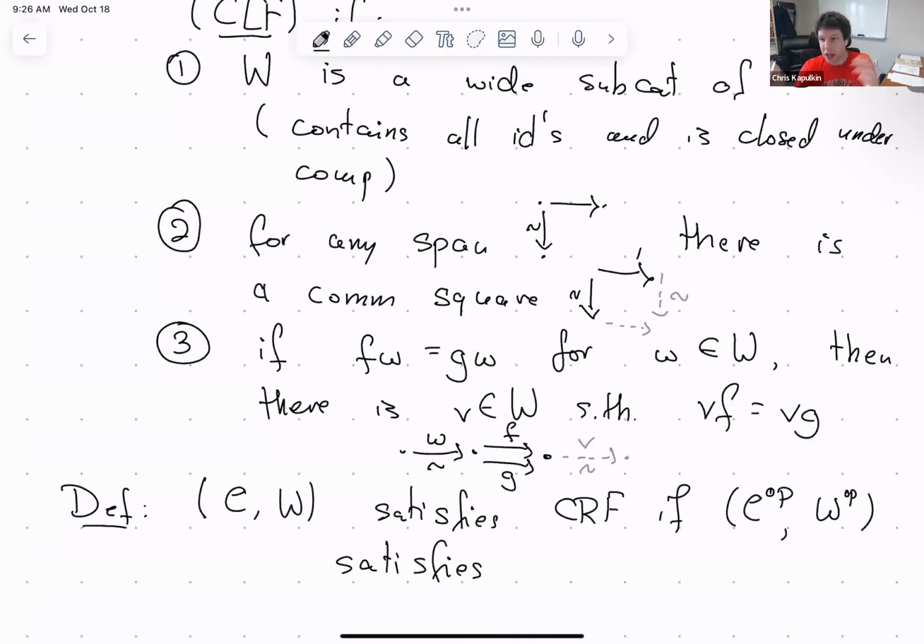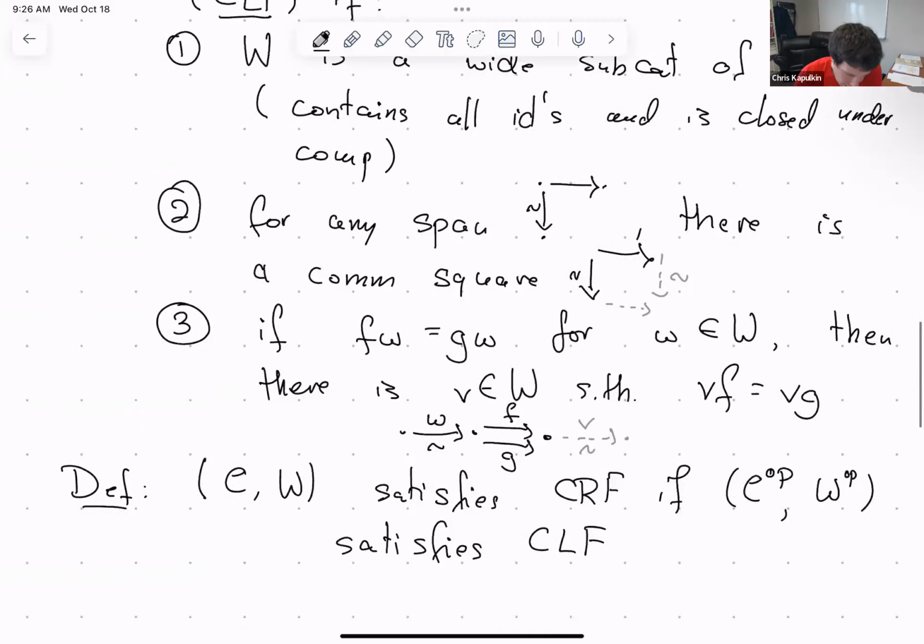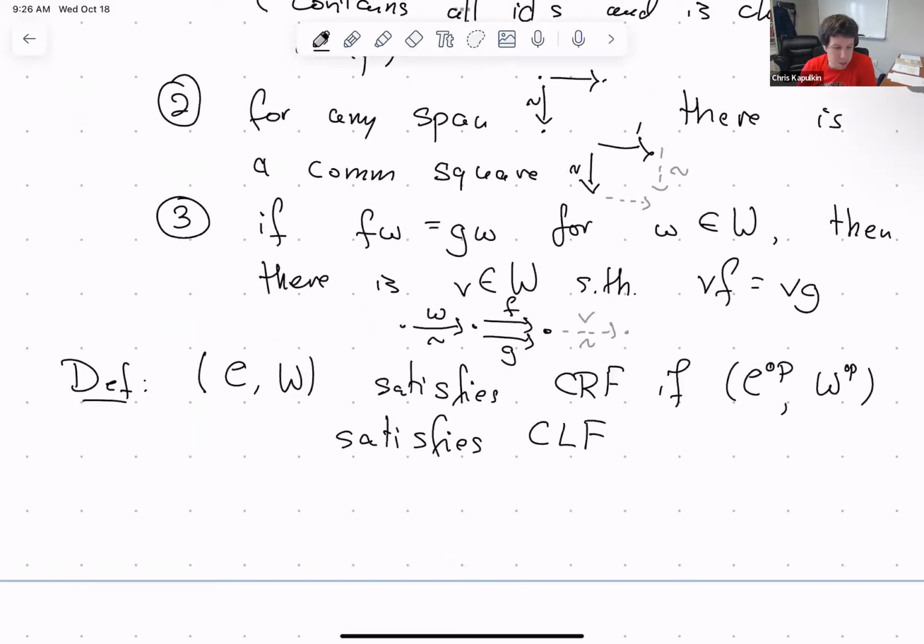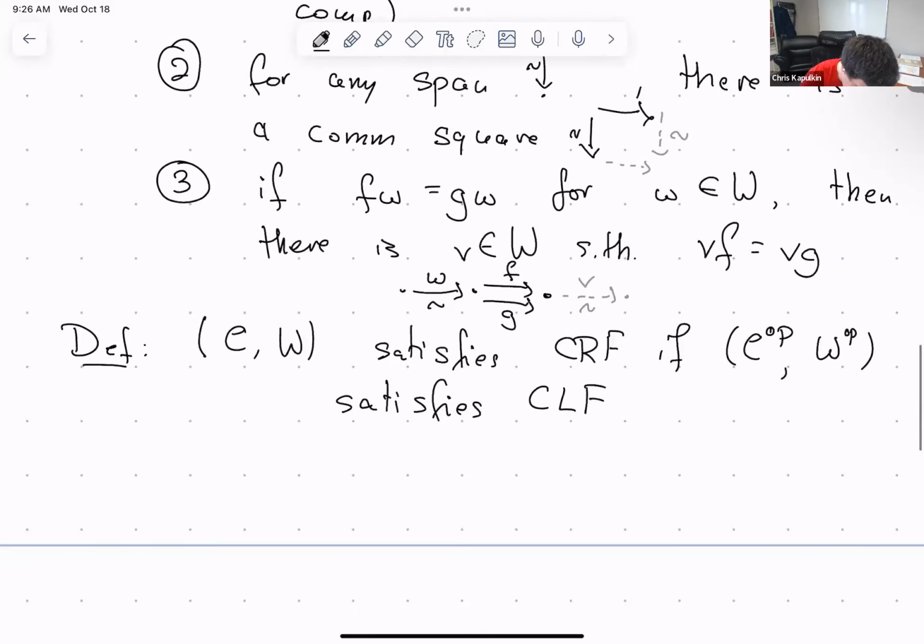So you just change the order of all, right? You invert all the conditions. Like you now start with a cospan and get a span, and you commute a square, and you co-equalize versus equalize, and you get your calculus of right fractions. Okay, and with all of that as preamble, Gabriel and Zisman then prove the following theorem.